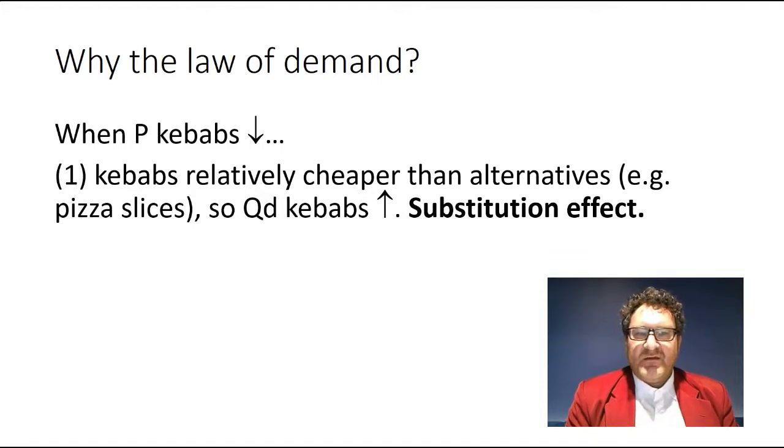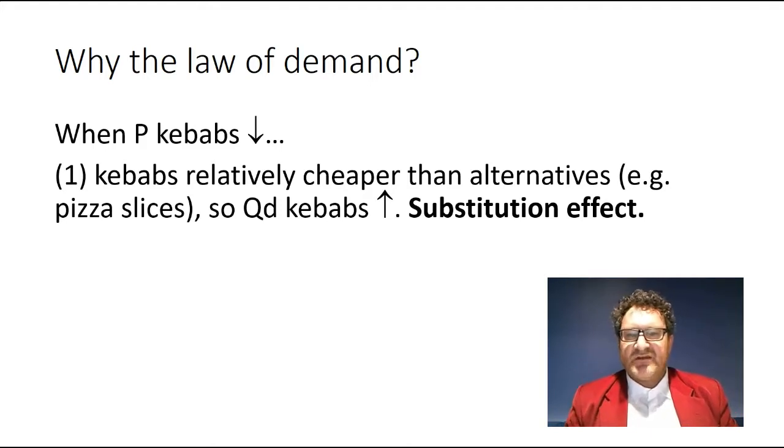And because the kebabs are relatively cheaper now, consumers will switch away from slices of pizza to the relatively cheaper kebabs, and thus the quantity demanded of kebabs increases. We call this the substitution effect for the obvious reason that the consumer is substituting one good for another, one alternative for another. So this helps explain why, when the price of kebabs falls, the quantity demanded rises.